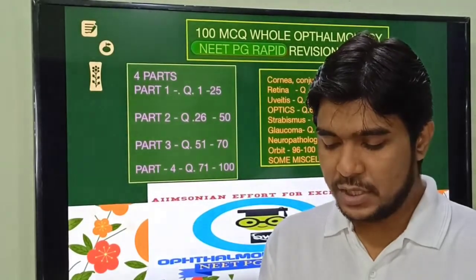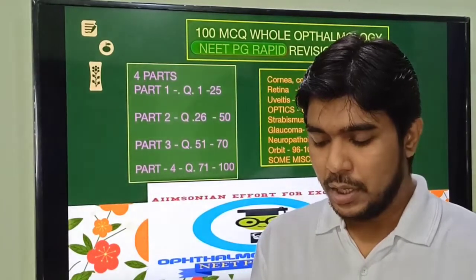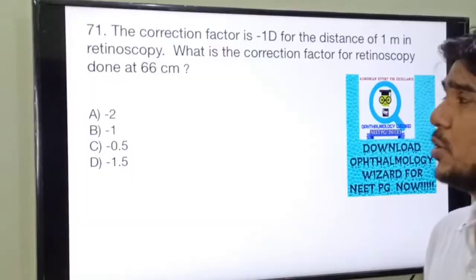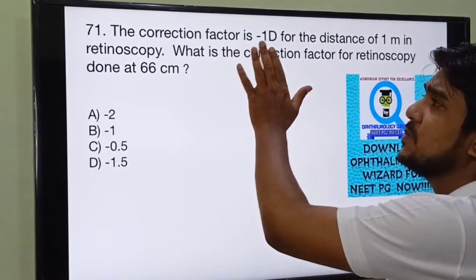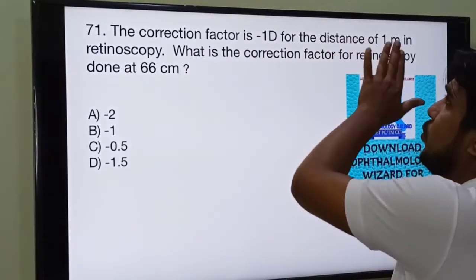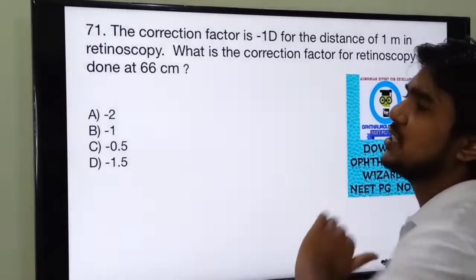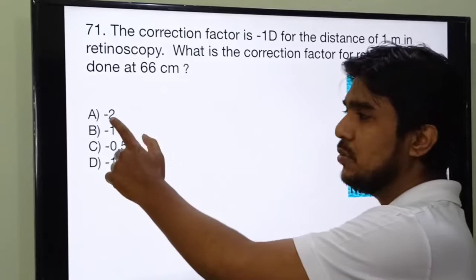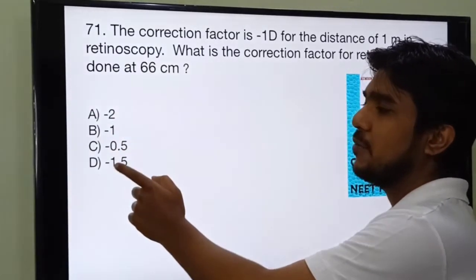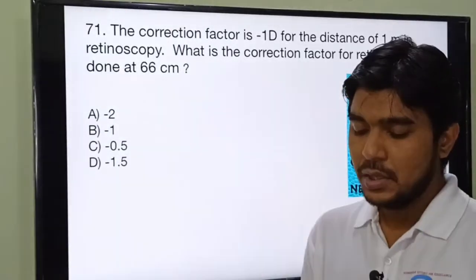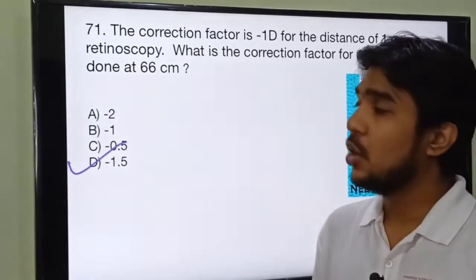So let me start with question number 71. The correction factor is -1 diopter for a distance of 1 meter. What is the correction factor for retinoscopy at 66 centimeter? It's -2, -1, -0.5, or -1.5. What is your answer? Think and tell. The answer for this question is -1.5.